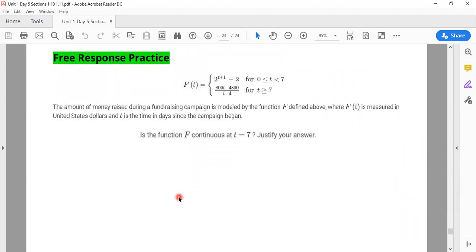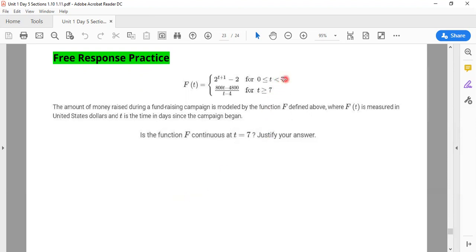So the amount of money raised during a fundraising campaign is modeled by the function f defined above, where f of t is measured in United States dollars and t is the time in days since the campaign began. Is the function f continuous at t equals 7? So look at what's happening at 7.